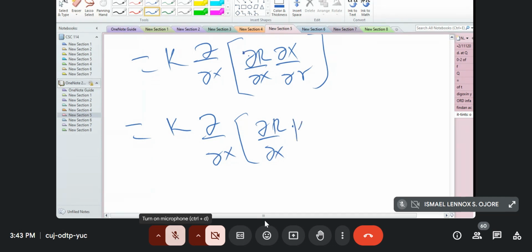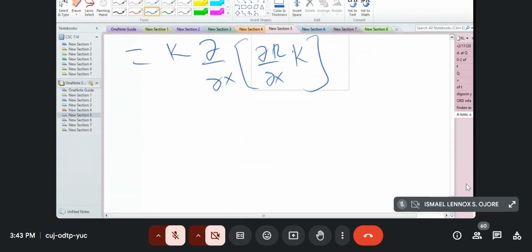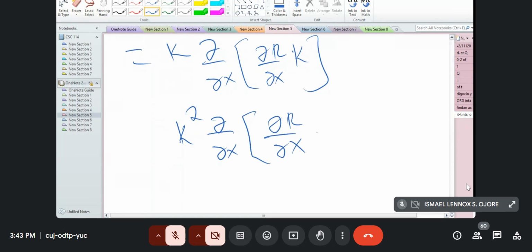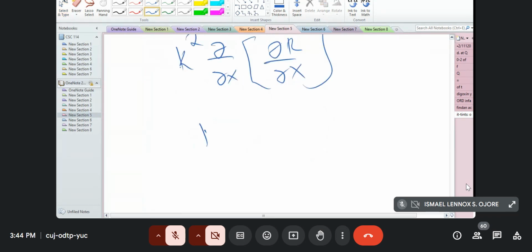K. It's K. Again, let's factor out the K. If we combine it with the other K, we have K squared partial x of partial r, partial x. We've successfully gotten rid of the partial little r. So this is K squared partial x of partial r, partial x, partial squared capital R, partial x squared. We're now good to go.